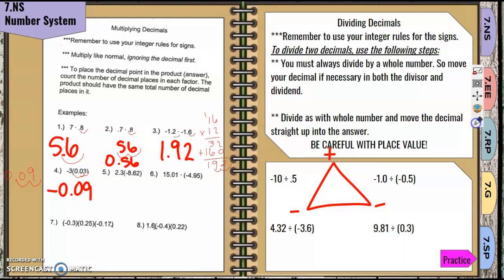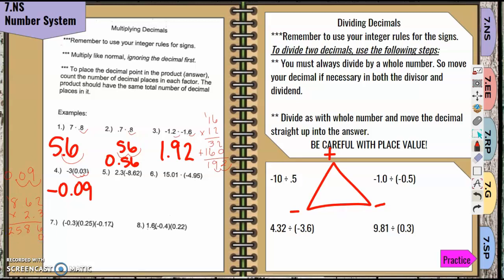All right, number 5. I have 2 3/10 times negative 8 62 hundredths. I know that a positive times a negative is a negative, so my answer is going to be negative. And I'm going to multiply 8 62 hundredths times 2 3/10. 3 times 2 is 6. 3 times 6 is 18. Carry the 1. 3 times 8 is 24 plus 1 is 25.